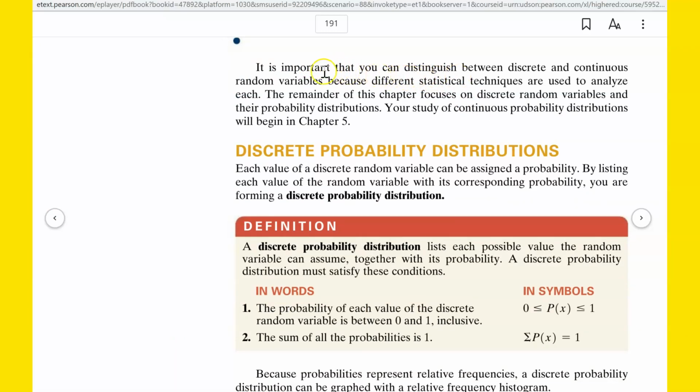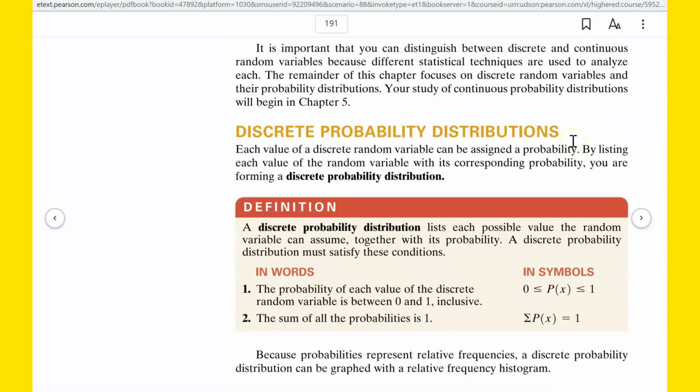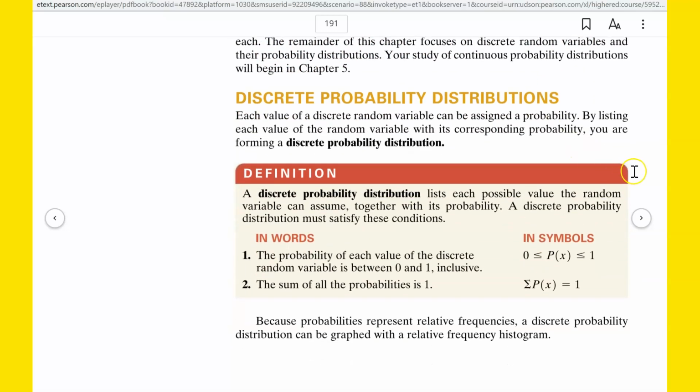It's important to distinguish between discrete and continuous random variables because different statistical techniques are used to analyze each. We're going to focus now on discrete, and in Chapter 6 we'll start focusing on continuous. So the rest of Chapter 4 is discrete probability distributions. A discrete probability distribution lists each possible value that a random variable can assume together with its probability. A discrete probability distribution must satisfy these conditions.